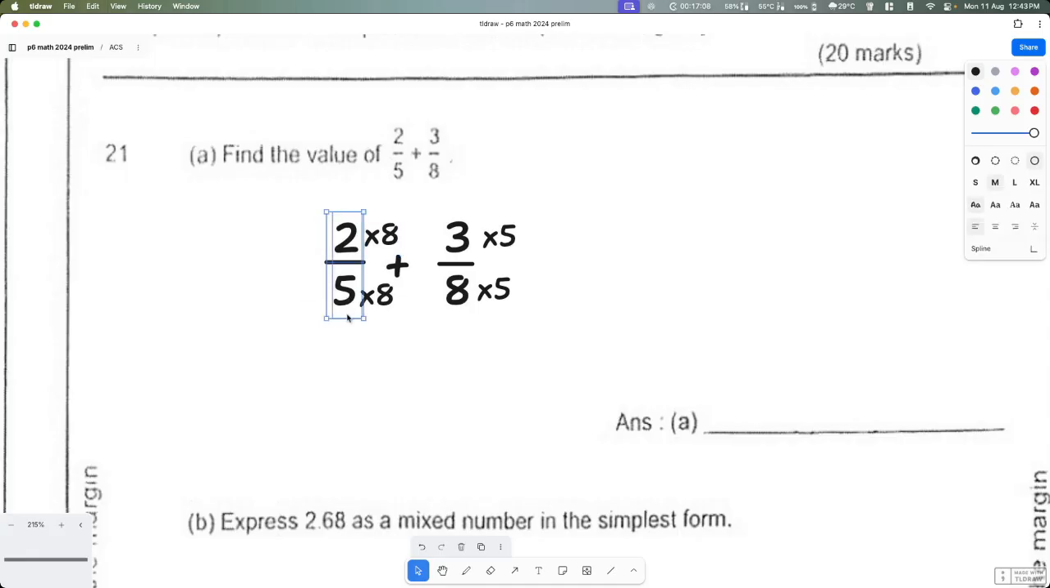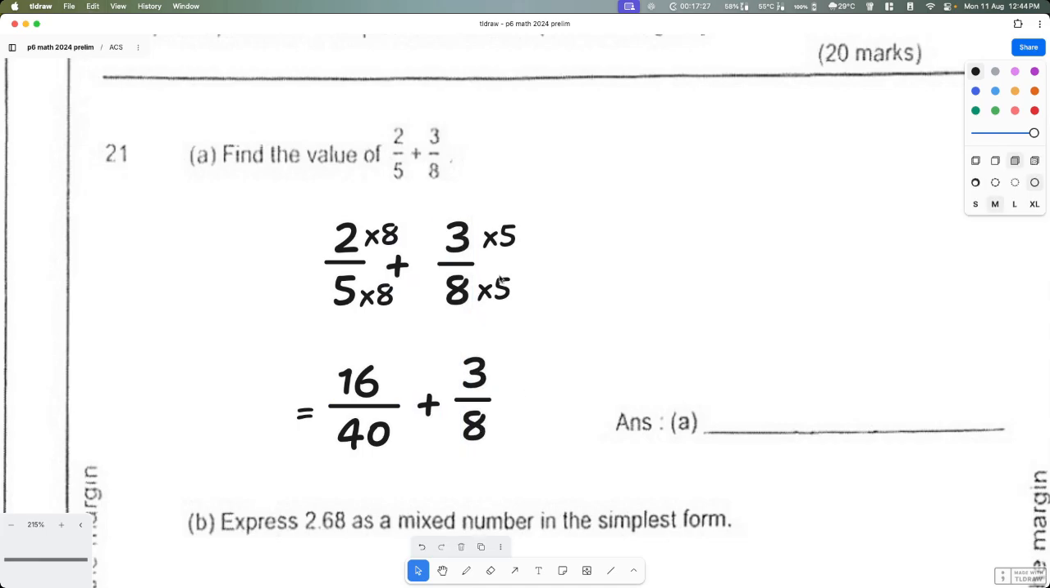That means this 2 over 5, if you times 8, what do you think this will equal to? 2 times 8 will be 16, then 5 times 8 will be 40, in this case over here. All right, then we add. So what happens to 3 over 8? What do you think the new fraction will be? So 3 times 5 is 15, and then 8 times 5 is 40.